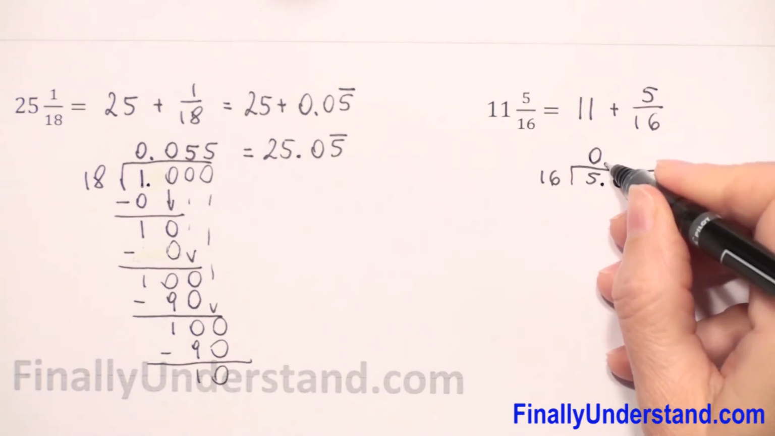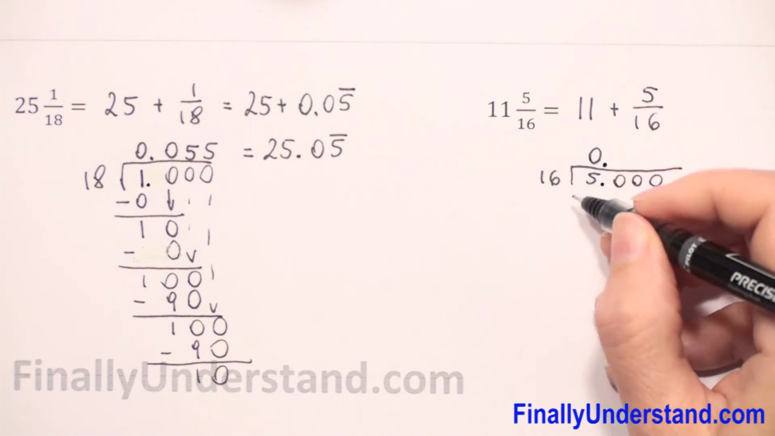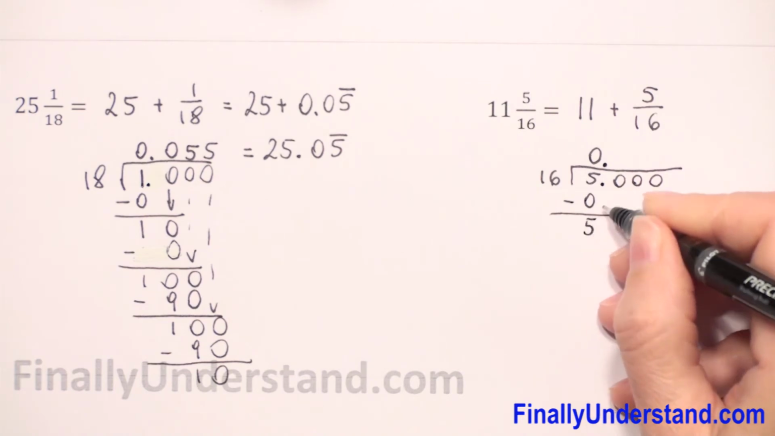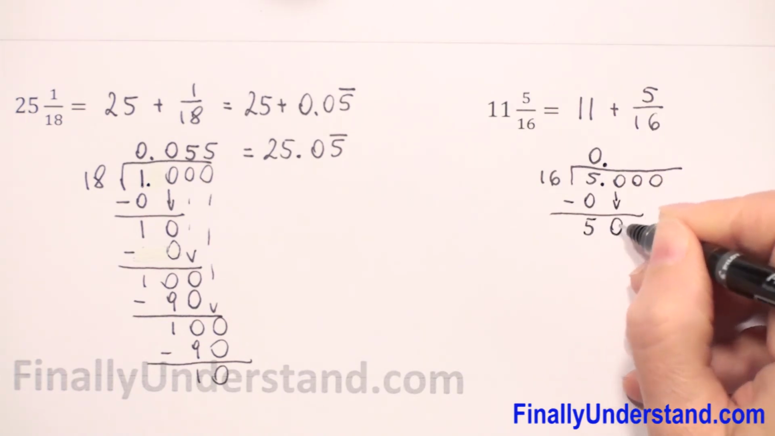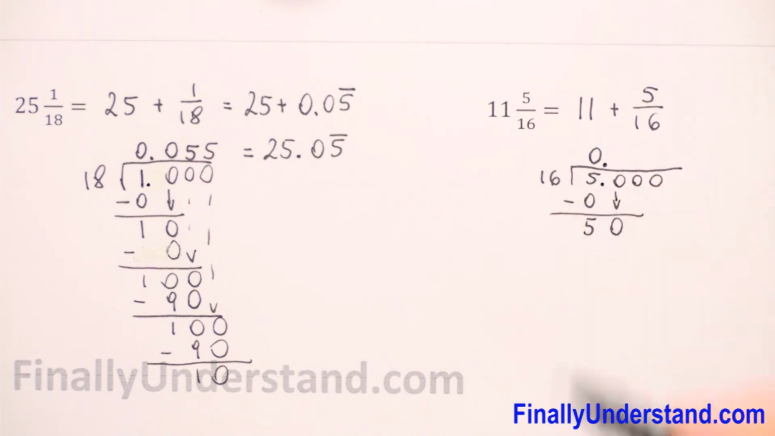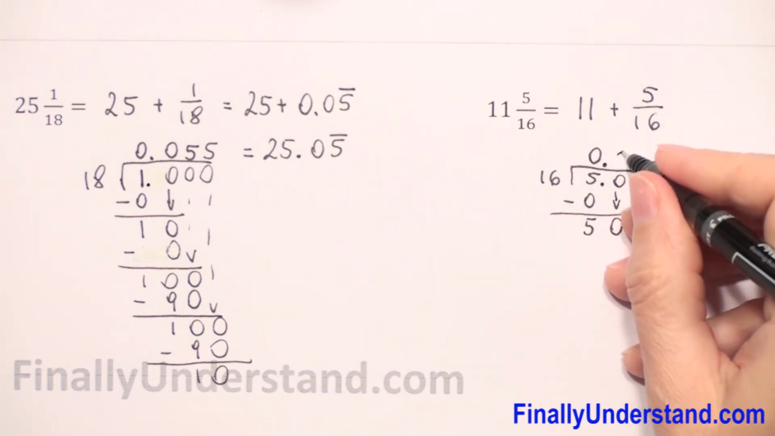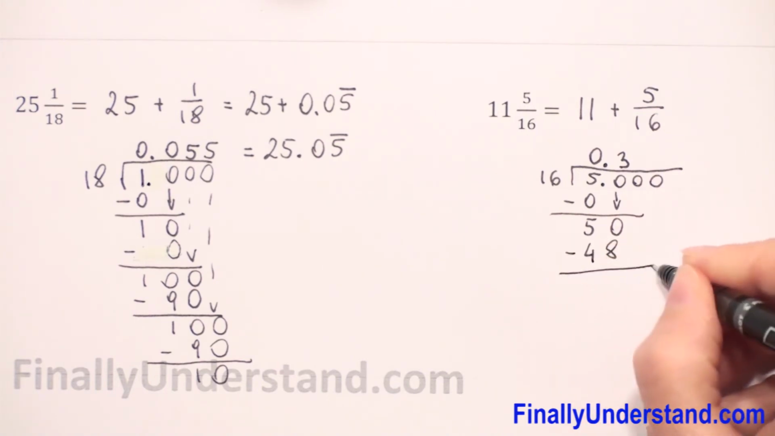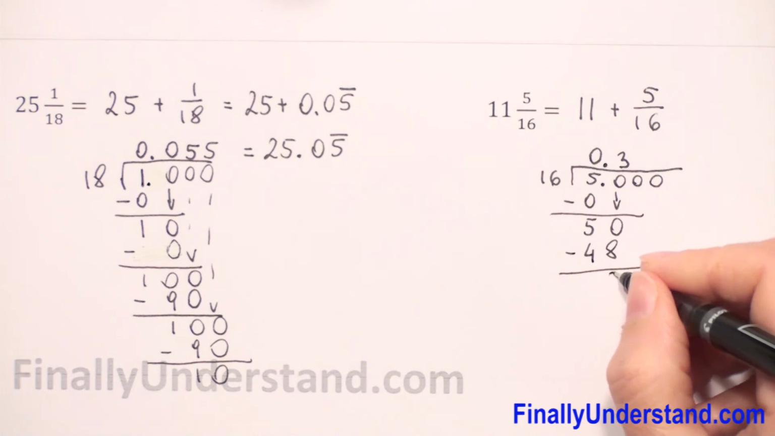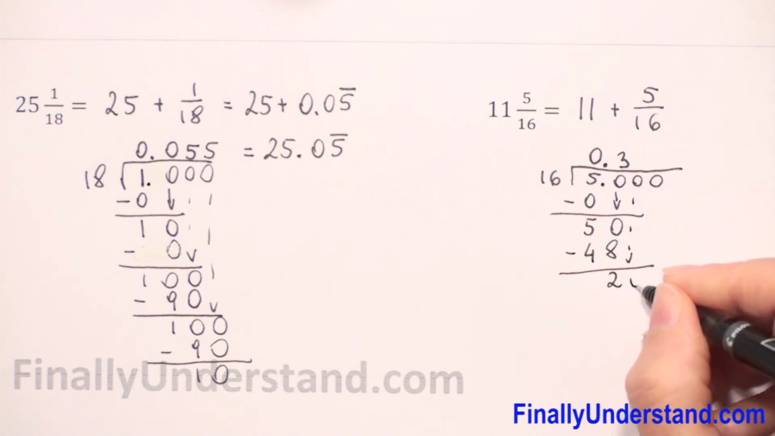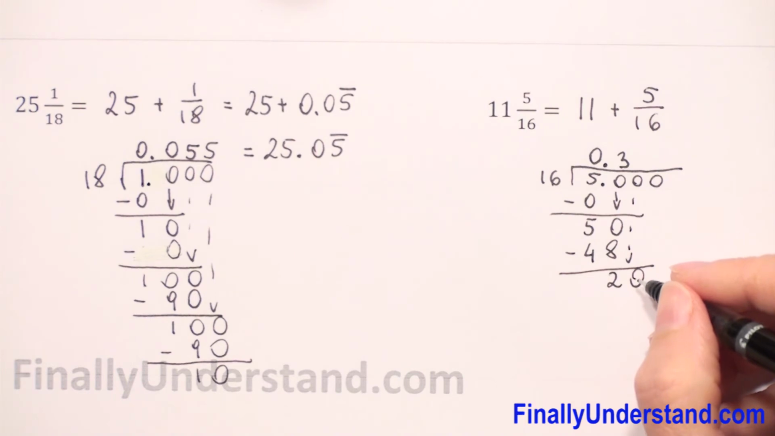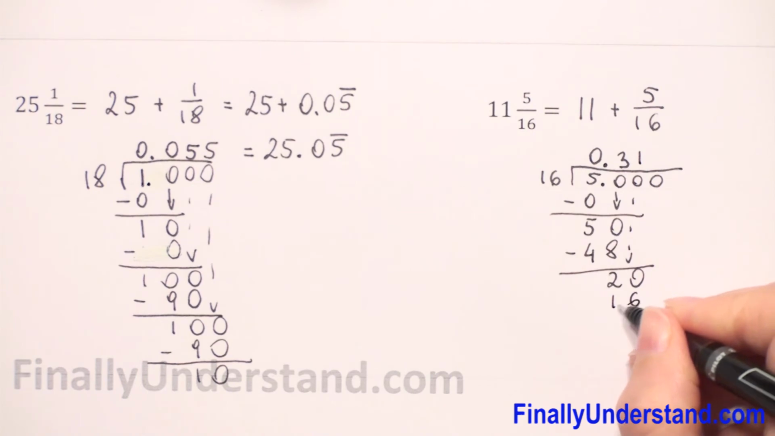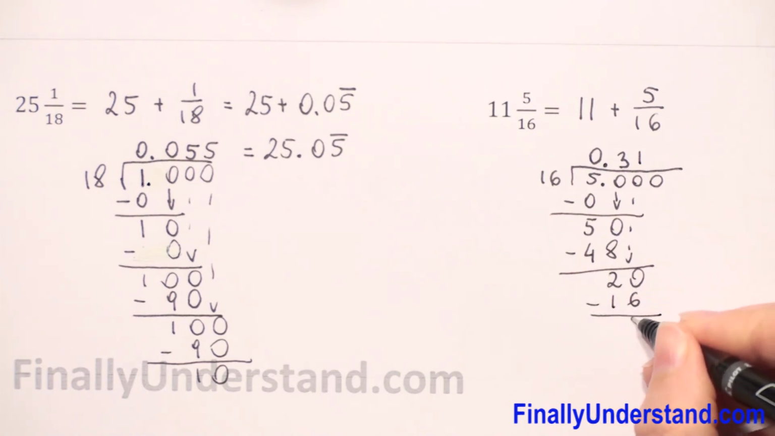So now we put the decimal point above. 0 times 16 is 0. Subtraction. 5 minus 0 is 5. We take down the first 0. 50 divided by 16 is 3. 3 times 16 is 48. Subtraction. 50 minus 48 is 2. We take down the next 0. We have 20 divided by 16 is 1. 1 times 16 is 16. 20 minus 16 is 4.